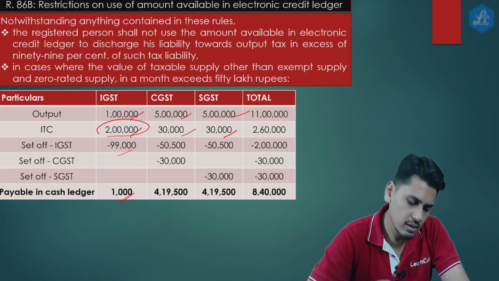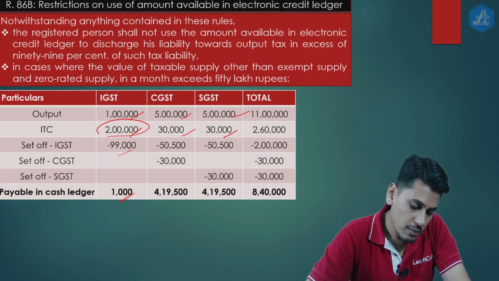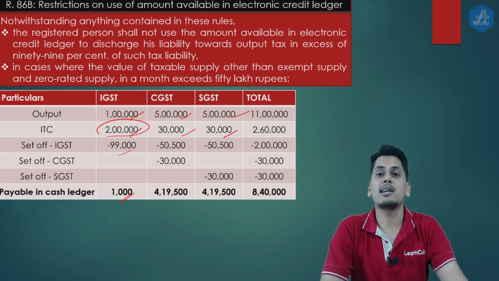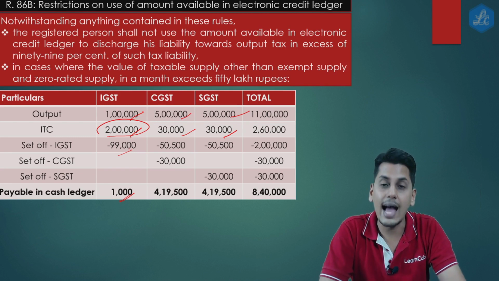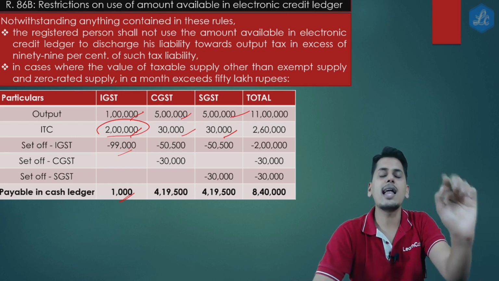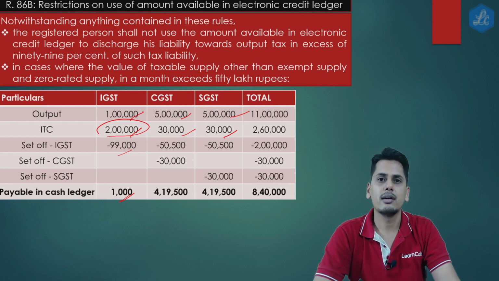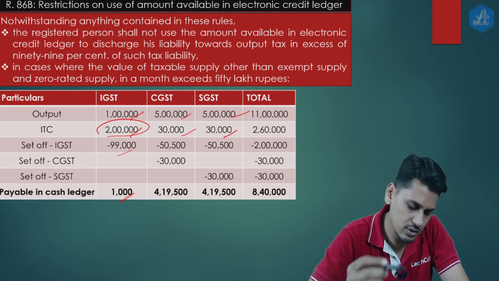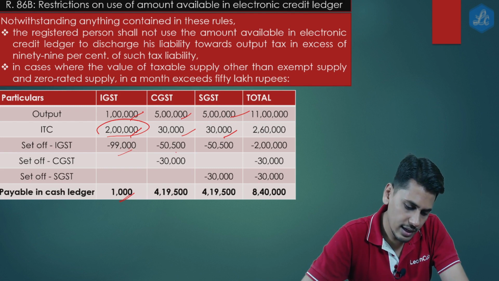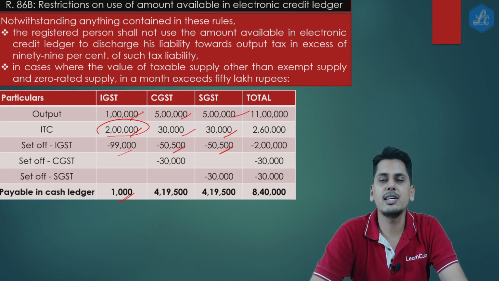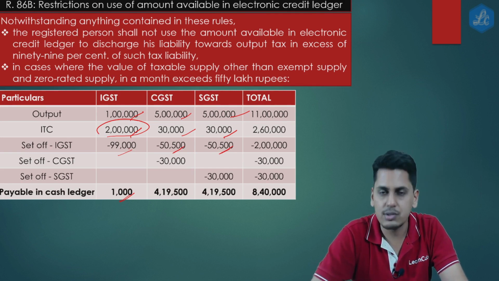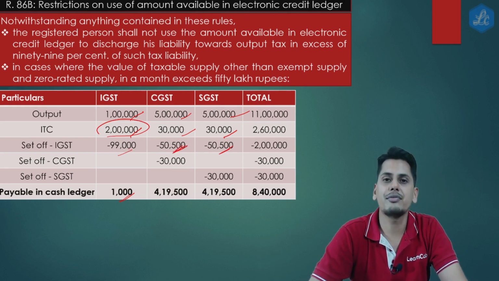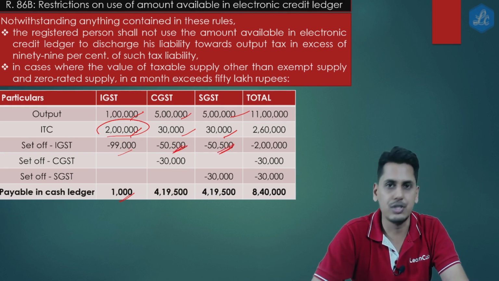Satisfied. Let's come further. Now, how much is the balance available in input tax credit ledger under IGST? Out of 2 lakhs, 99,000 is utilized. I have 1 lakh 1,000. This 1 lakh 1,000, I will equally divide between CGST and SGST. So CGST, I say 50,500 and SGST 50,500. I repeat, I have a balance of 1 lakh 1,000. I divide it equally, 50,500 CGST, 50,500 SGST.